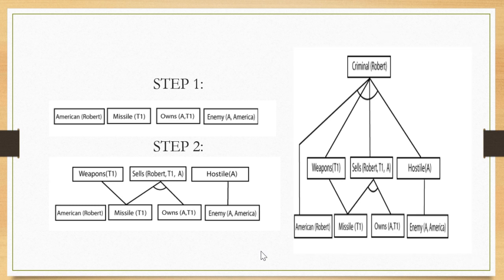So what we have to find? We have to prove that Robert is a criminal. We have proved that Robert is a criminal. Criminal of Robert is associated with American of Robert, weapons, sells, and hostile.